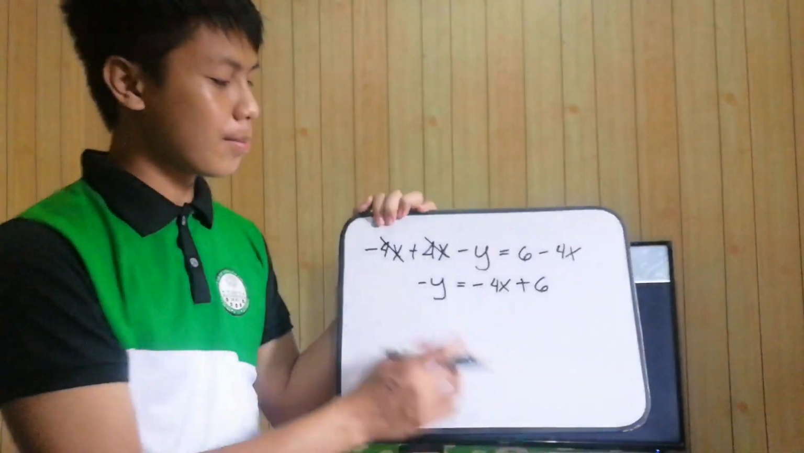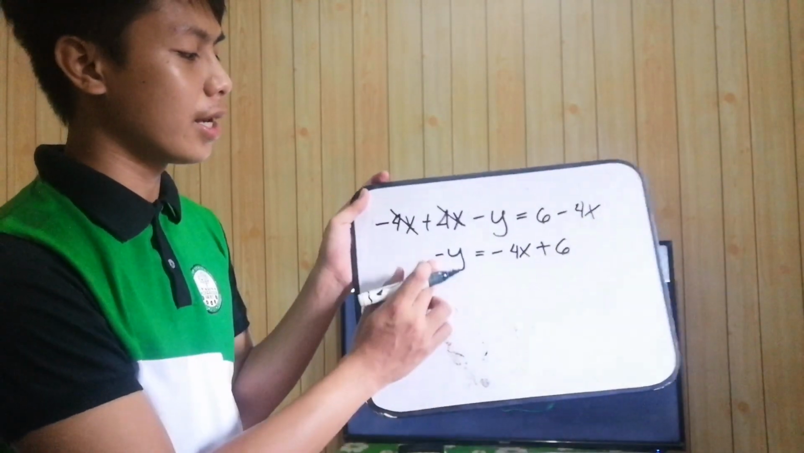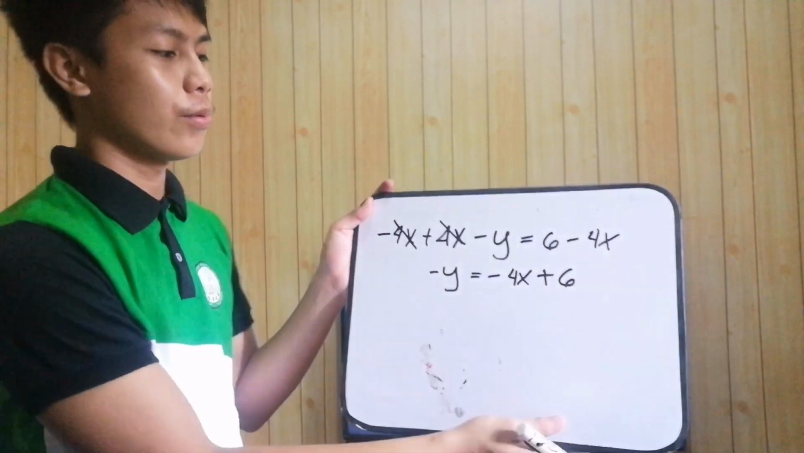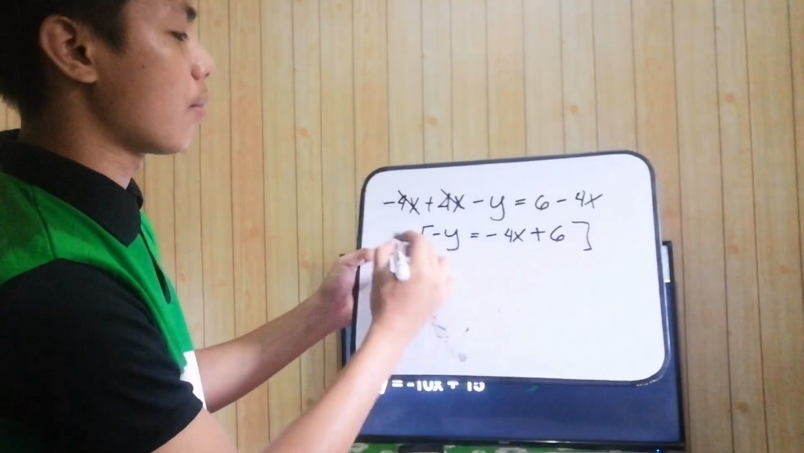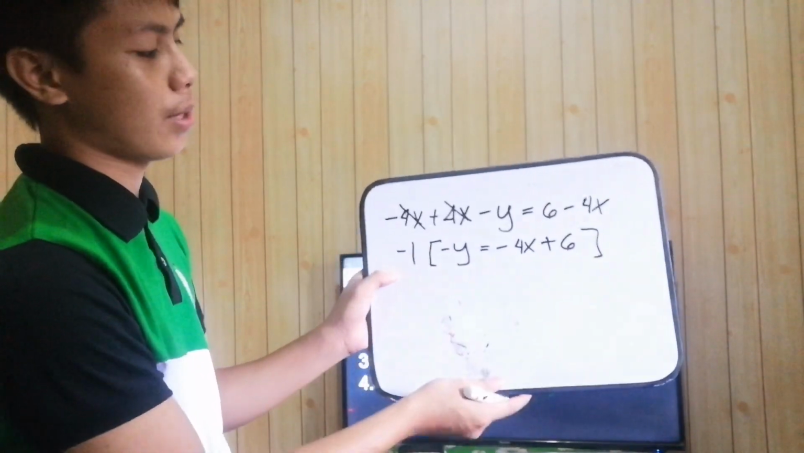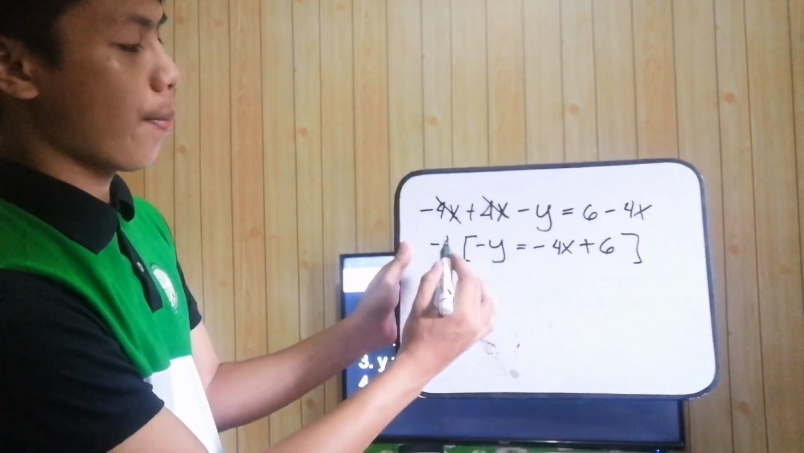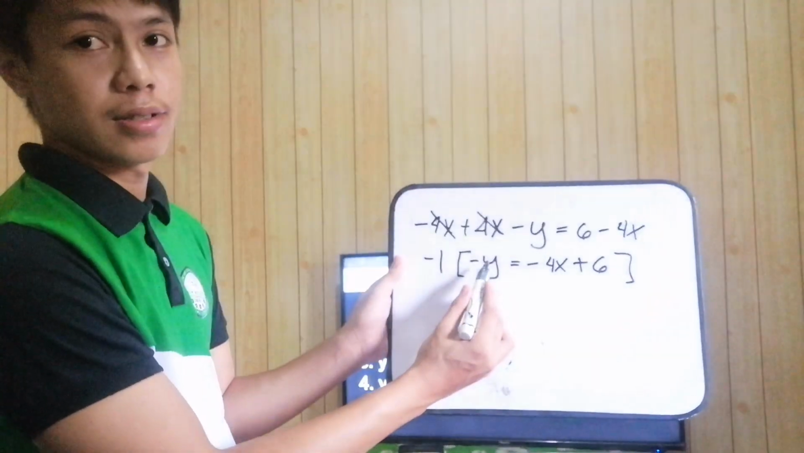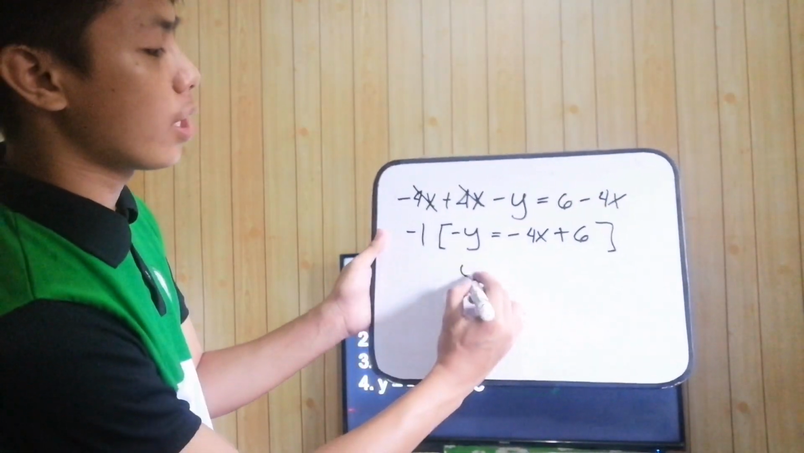Now, ito na ba yung final answer? Hindi pa kasi bawal mag-negative si y. So, anong gagawin natin para ma-eliminate itong negative? So, we just simply multiply both sides by negative 1 para magiging positive si y. Okay? So, ngayon, negative 1 times negative y. So, magiging positive y na siya.